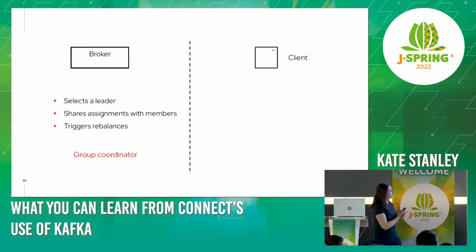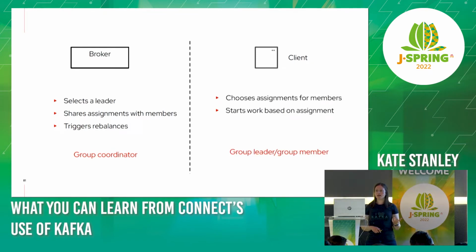So what have we got here? We've got firstly our group coordinator, and this is a Kafka broker. It's in charge of selecting a leader, sharing assignments with the members, and triggering rebalances. Then we have a client, which is a member of the group, and that chooses assignments for the members, if it's the leader, and all of them will then start work based on an assignment.